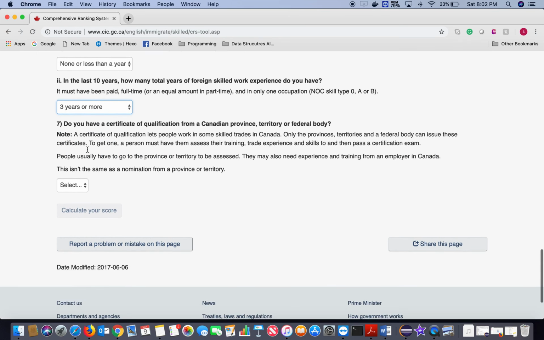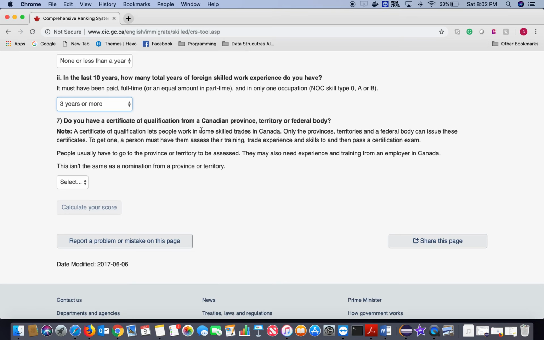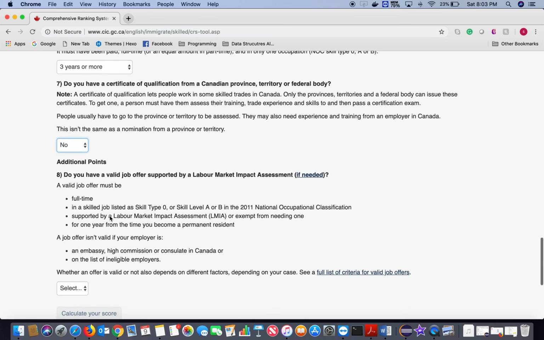Now, the next question is if you have a certificate of qualification from a Canadian province, territory, or federal body. This question is not a future question. They are asking if you currently have in hand a certificate of qualification from a Canadian province. So, if you do not have any, you do not assume that in future you will get that. You will select no for this question.